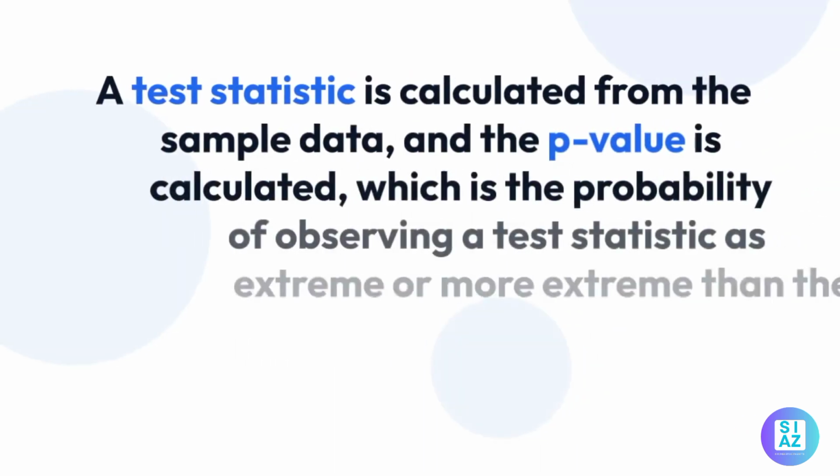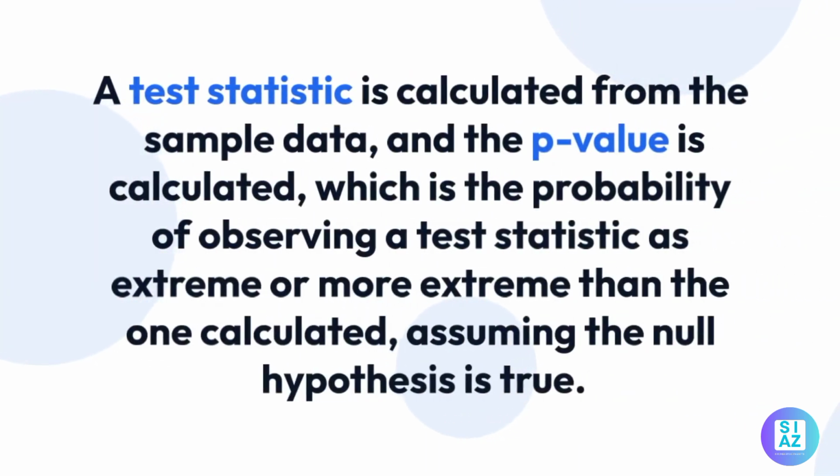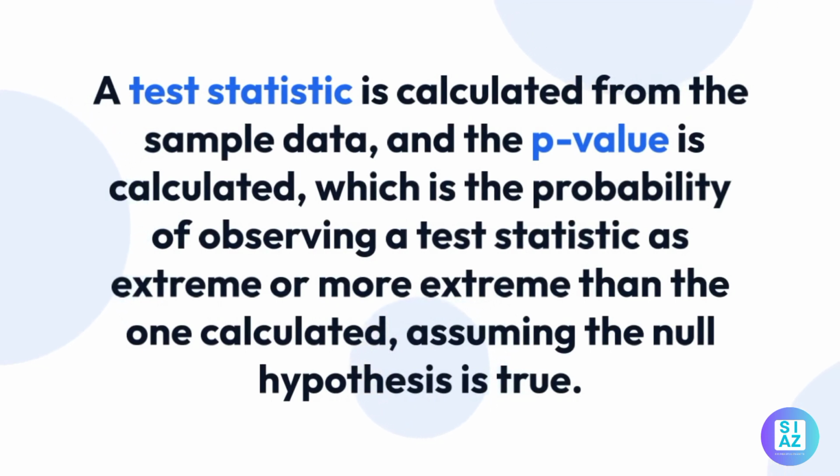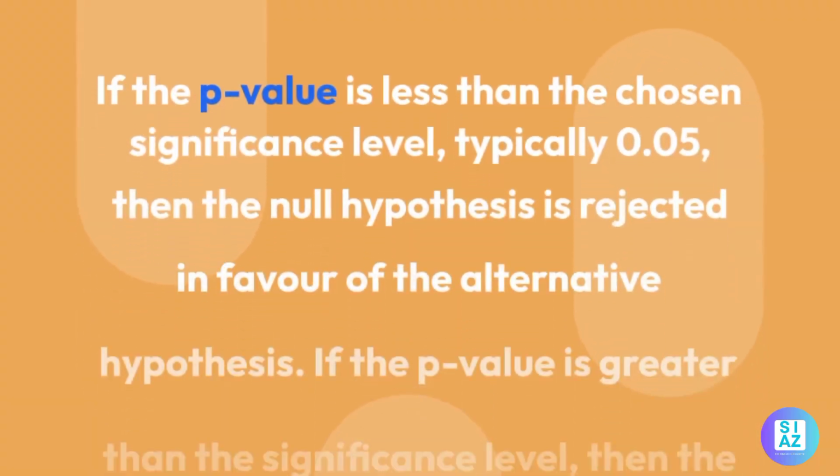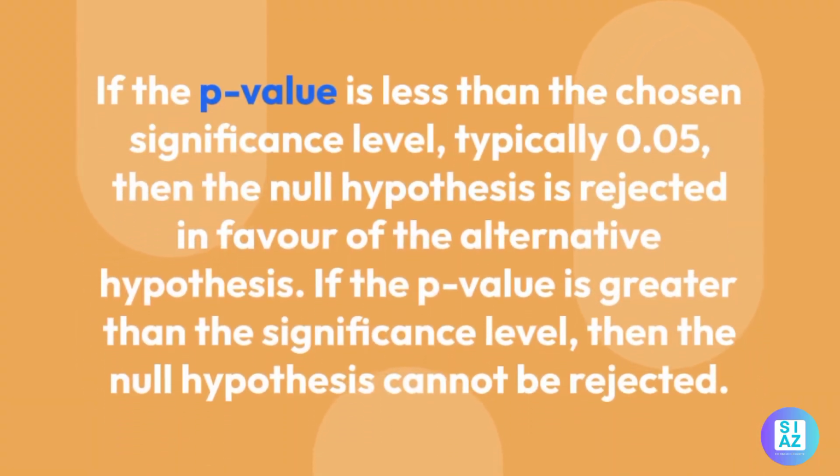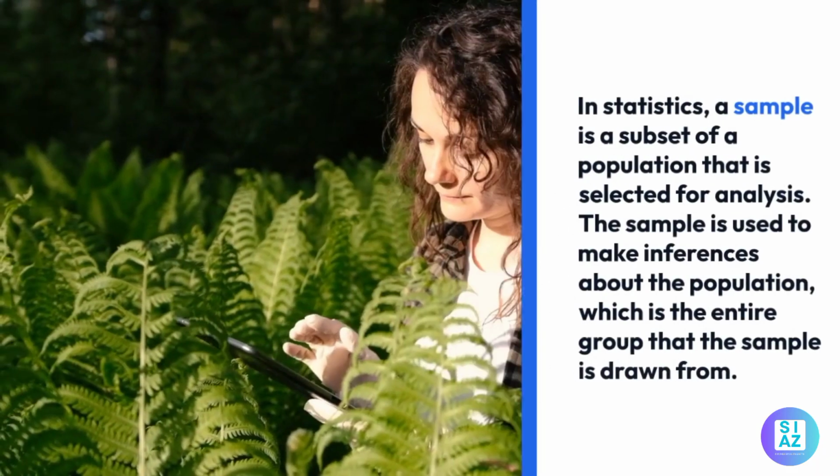A test statistic is calculated from the sample data, and the p-value is calculated, which is the probability of observing a test statistic as extreme or more extreme than the one calculated, assuming the null hypothesis is true. If the p-value is less than the chosen significance level, typically 0.05, then the null hypothesis is rejected in favor of the alternative hypothesis. If the p-value is greater than the significance level, then the null hypothesis cannot be rejected.